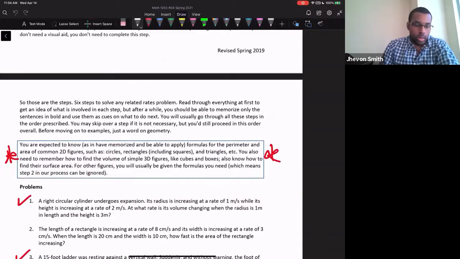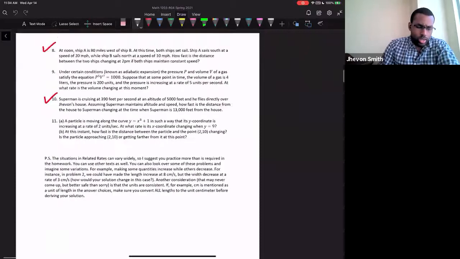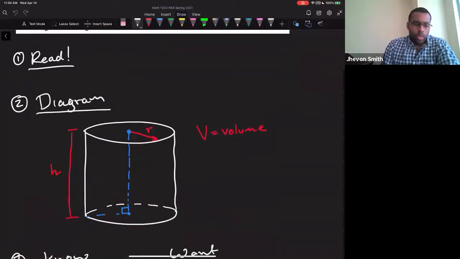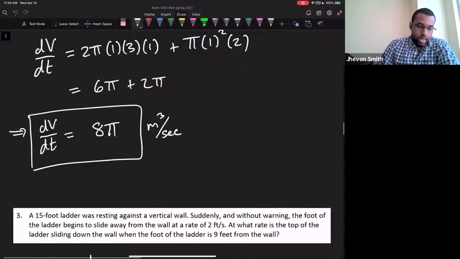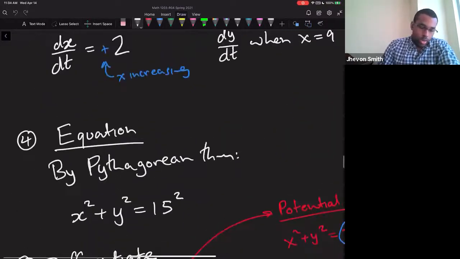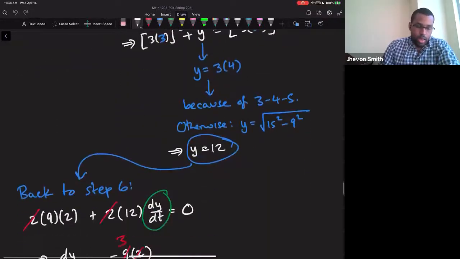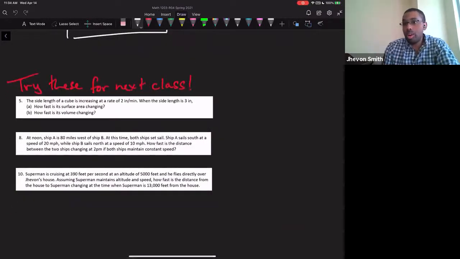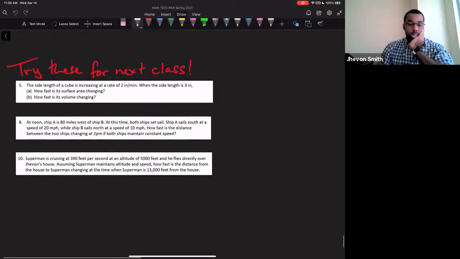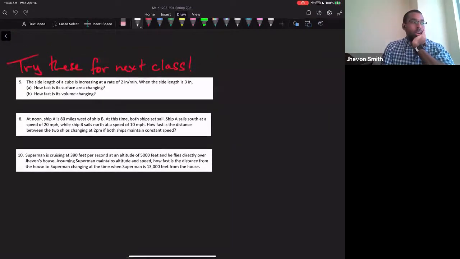As you can see, we looked at a bunch of examples where we were constructing triangles and all sorts of things. In every one of those examples, you will notice that we went through the 6 steps. Read, diagram, what you know, what you want, equation, differentiate, plug in. Always the same thing over and over. This is how we solve all these problems. And I asked you guys to try these 3 for today's class, so we are going to begin by knocking these out.